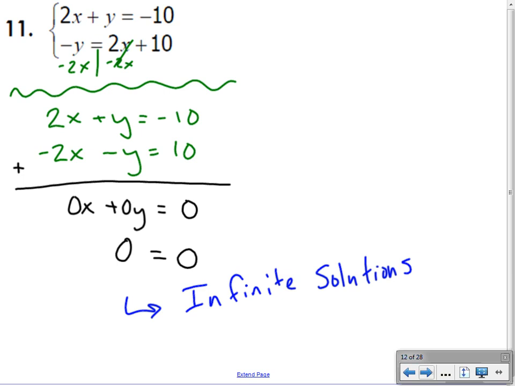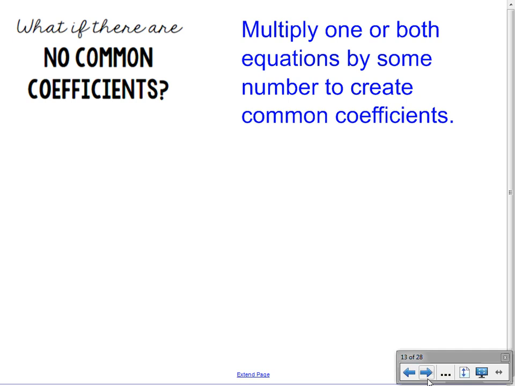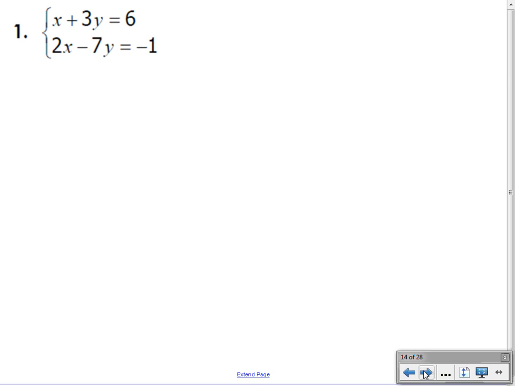Now, the next two examples we're going to look at are slightly different because we're not going to have common coefficients to start with. We're going to have to create common coefficients by multiplying one or both of our equations by some number. So here's an example of what I mean. Our x's don't have common coefficients. Our y's don't have common coefficients, so we have to make them.